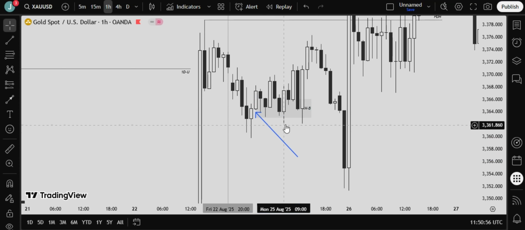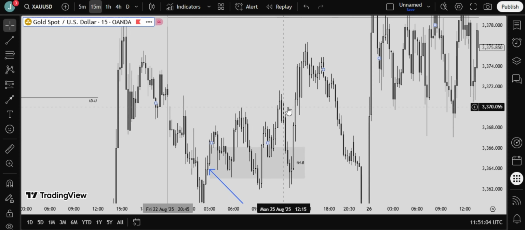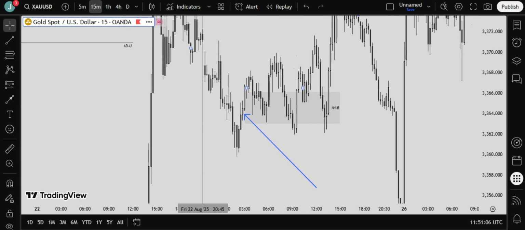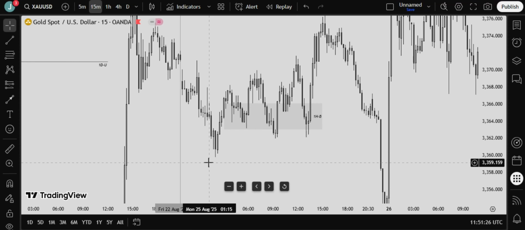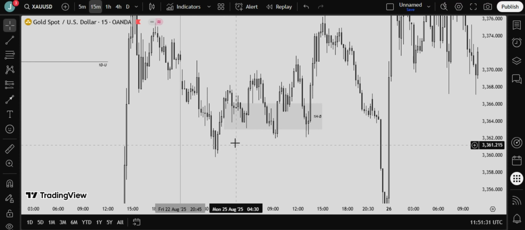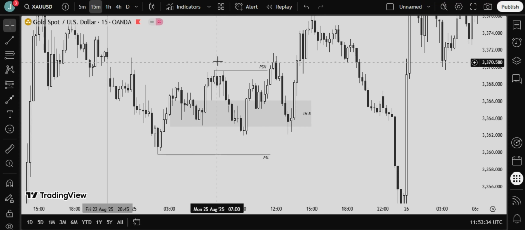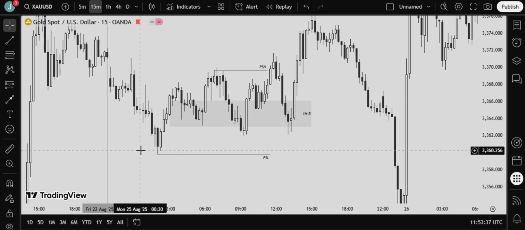So let's jump to the 15-minute time frame. Here's the 15-minute time frame. Whenever I come to the 15-minute time frame, the first thing I need to do is to mark the previous session high and previous session low. So let me mark it. So this is the previous session high and the previous session low.